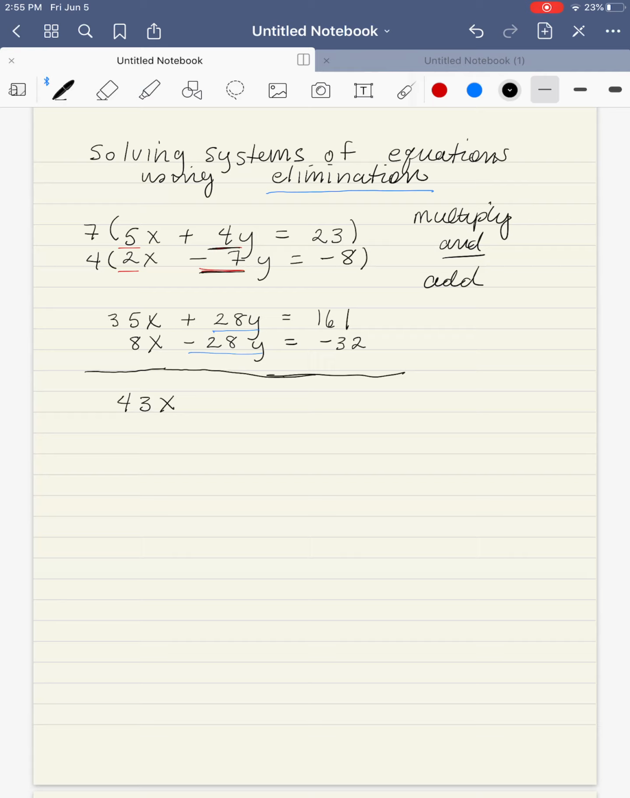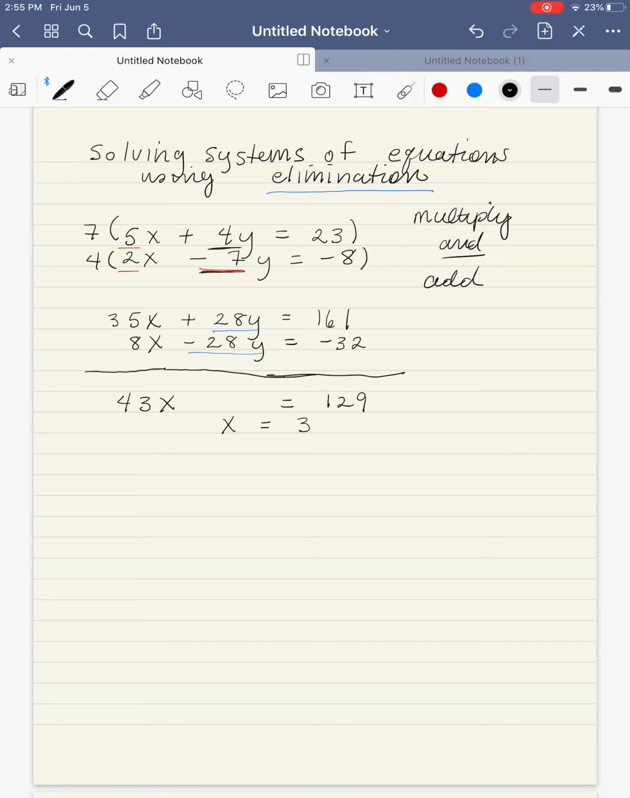That was our objective. Equals 161 minus 32 is 129. And then I can divide both sides by 43. And I have x is equal to 3.